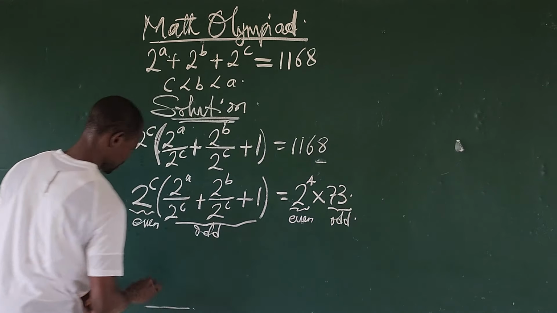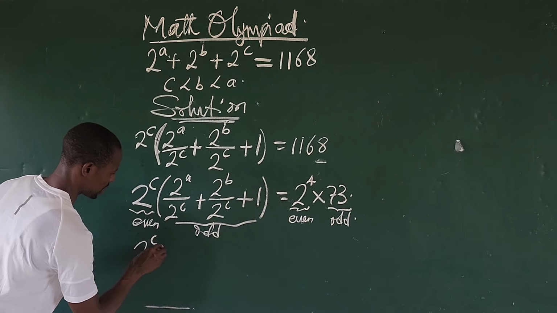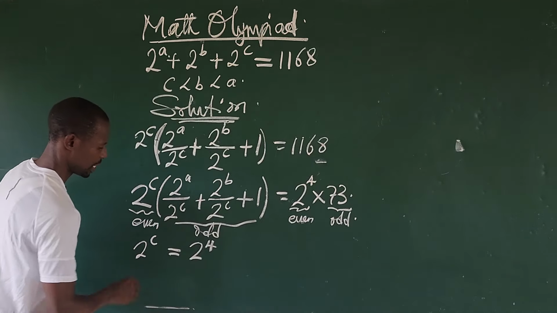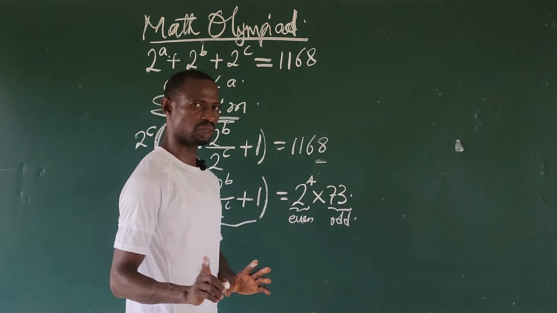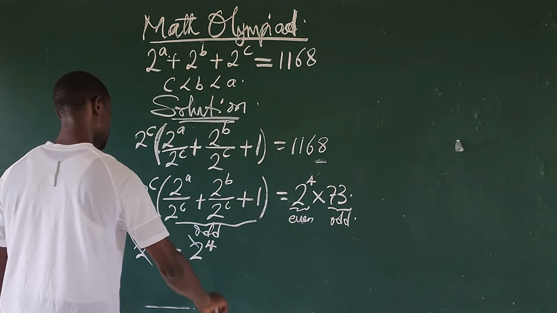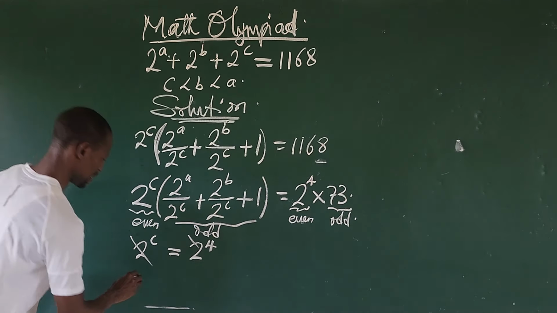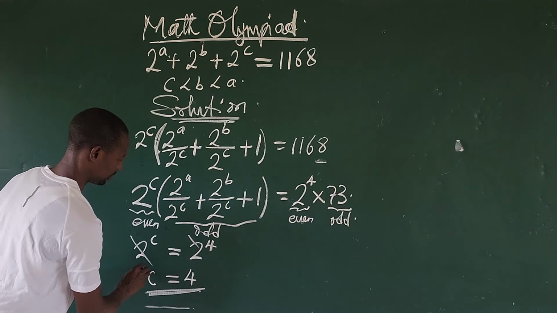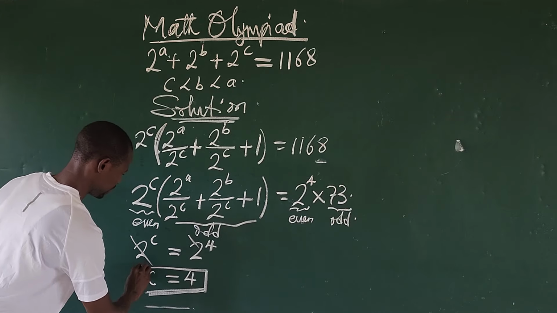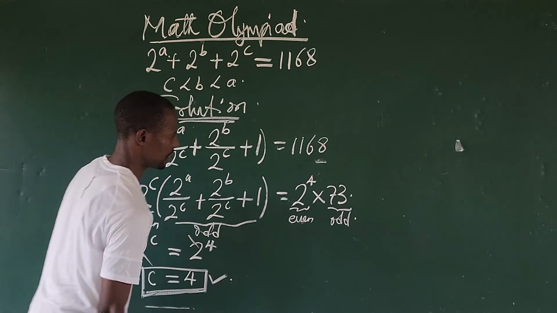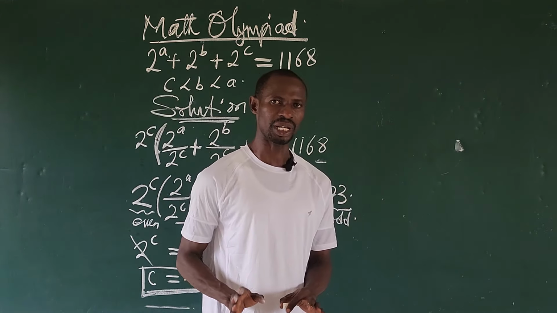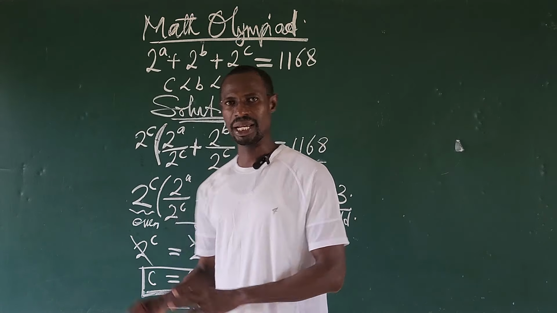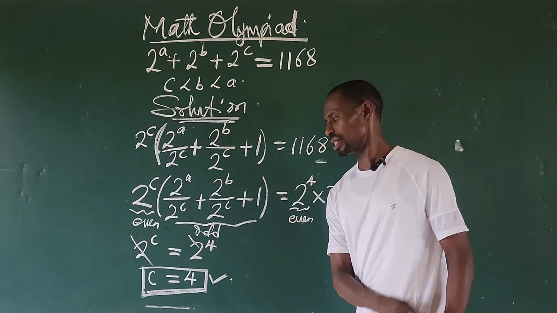So this is going to give us 2 to the power of C equal to 2 to the power of 4. The bases are the same. According to the law of indices, so this leaves the system. We can now equate the exponents. So we now have C is equal to 4. So we've gotten the first variable C, which is the smallest of all the 3 variables, the 3 exponents we have here. So we have C equal to 4.